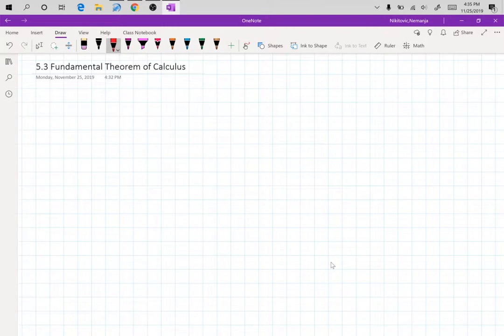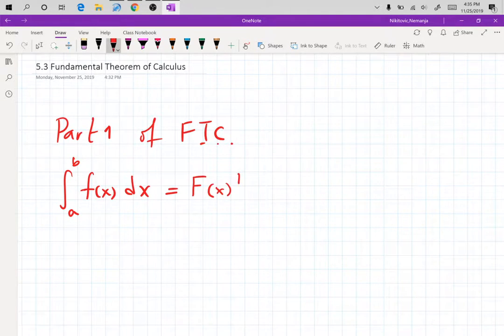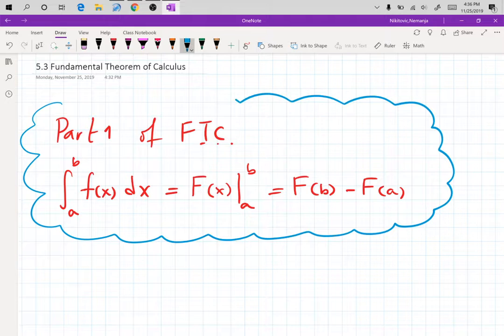And the first part, part 1 of the fundamental theorem of calculus, is something that you already have seen, which is the integral from a to b of f of x dx equal to any antiderivative F of x computed from a to b, which is F of b minus F of a. So this part you already know. It's the way to compute definite integrals.